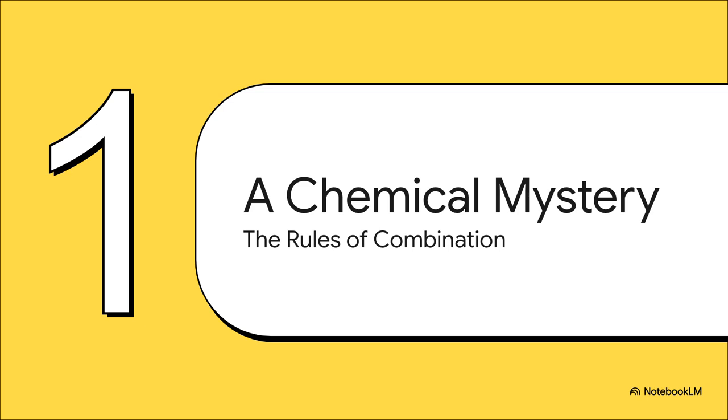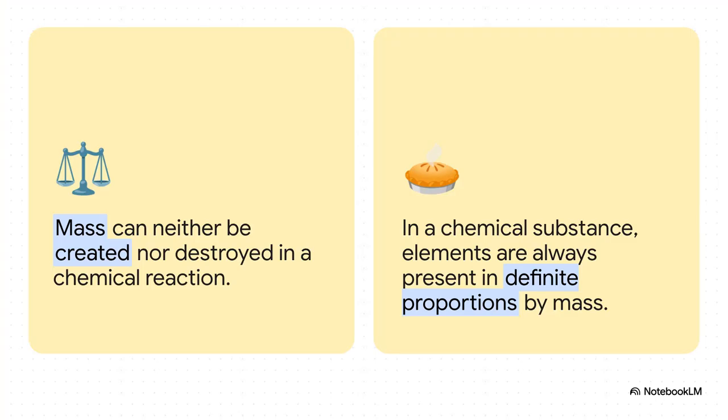All right, to really understand atoms, we need to start with a bit of a puzzle, a mystery that scientists faced a long time ago. To solve it, we need to revisit two very important laws that you may have studied already. These are the laws of chemical combination. Now, you might remember these two laws. On one side, we have the law of conservation of mass. This simply means that in any chemical reaction, nothing is lost. The total weight of what you start with is exactly what you end up with.